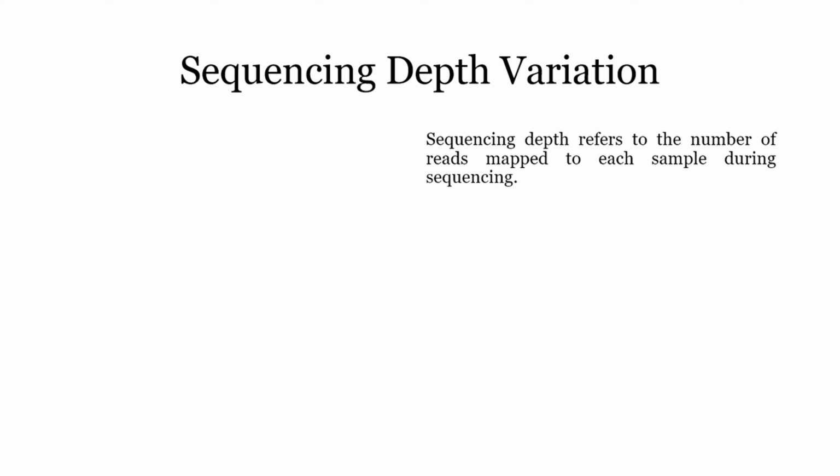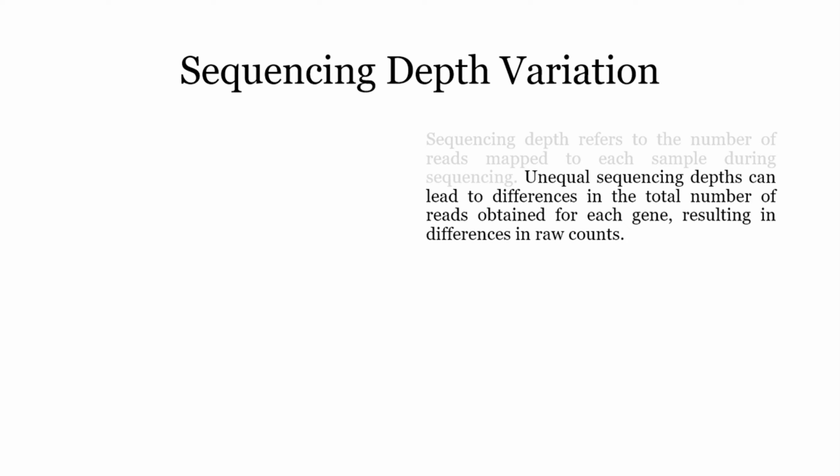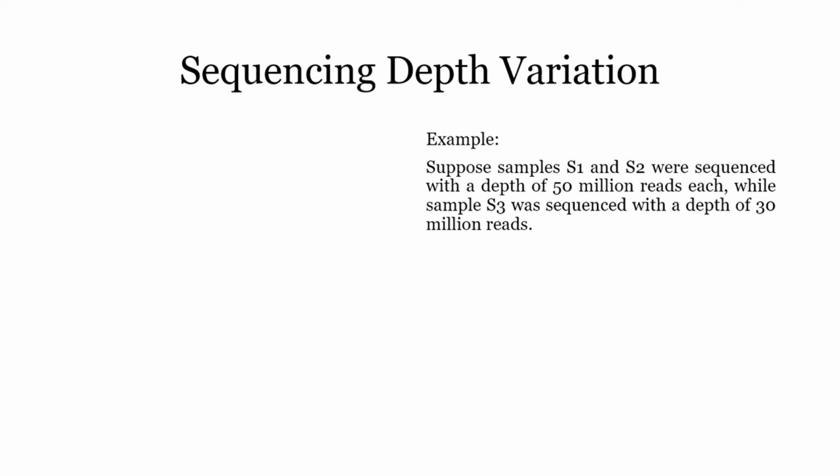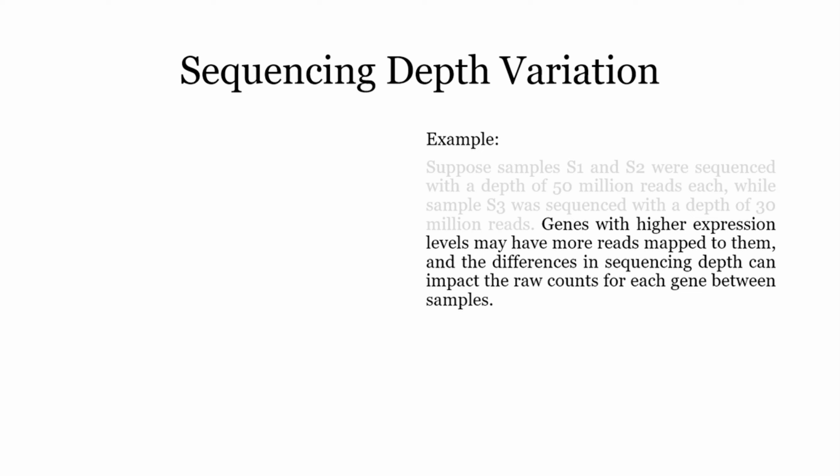And sequencing depth variation. It refers to the number of reads mapped to each sample during sequencing. Unequal sequencing depths can lead to differences in the total number of reads obtained for each gene, resulting in differences in raw counts. For example, suppose samples S1 and S2 were sequenced with a depth of 50 million reads each, while sample 3 was sequenced with a depth of 30 million reads. Genes with higher expression levels may have more reads mapped to them, and the differences in sequencing depths can impact the raw counts for each gene between samples.